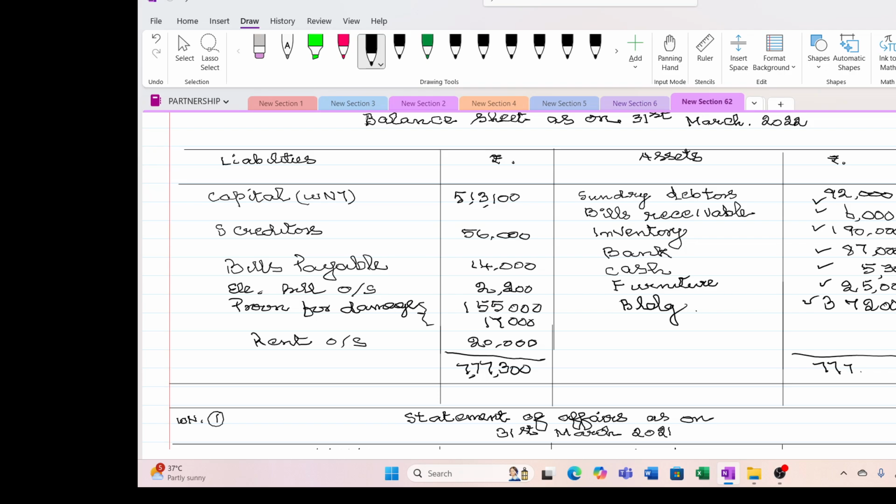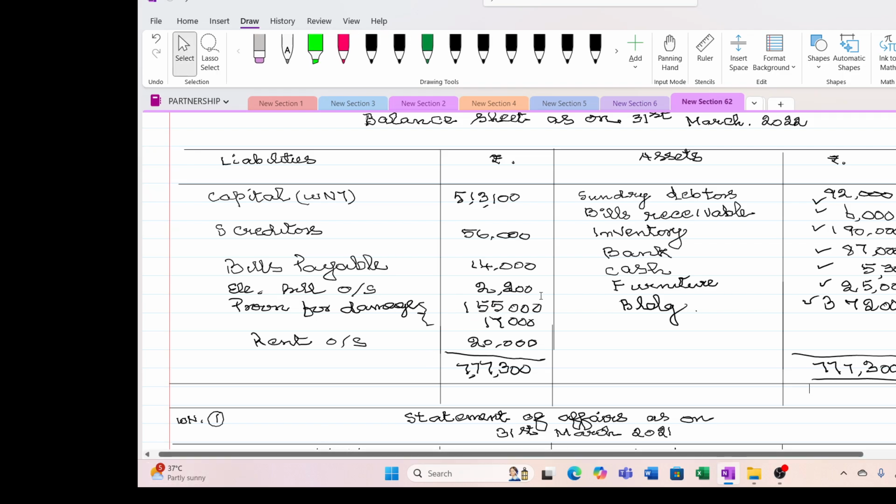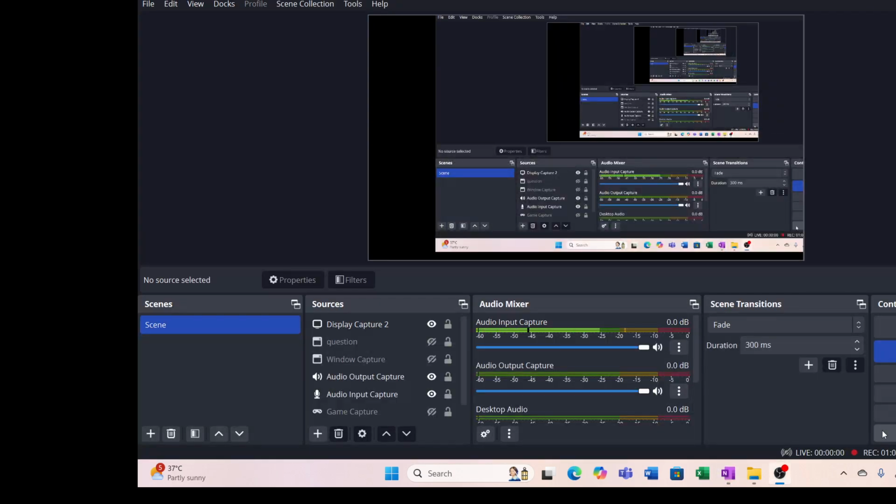Hope you understand this problem. As I said in the beginning, you have to start with the statement of purpose. If opening capital is not given, then you go for your bills receivable, bills payable, then close your debtor account and so on, so that you will be able to finish it off in time. Though it takes a little bit lengthier time, to make you understand the concept very thoroughly, I have taken this much time.